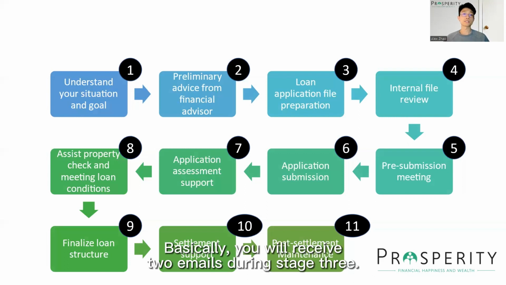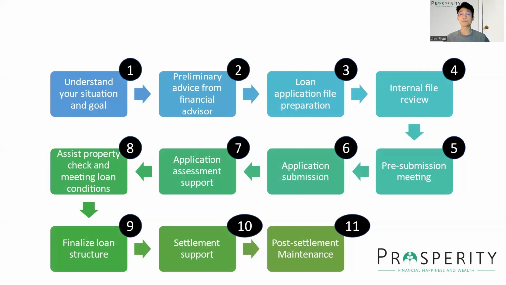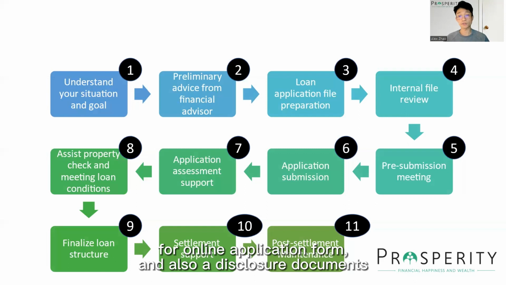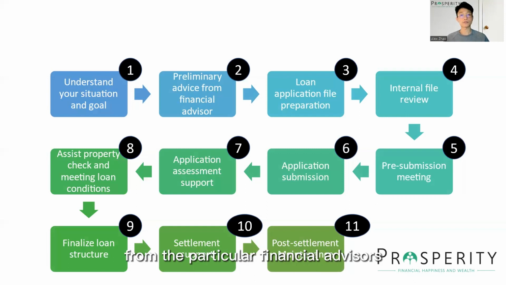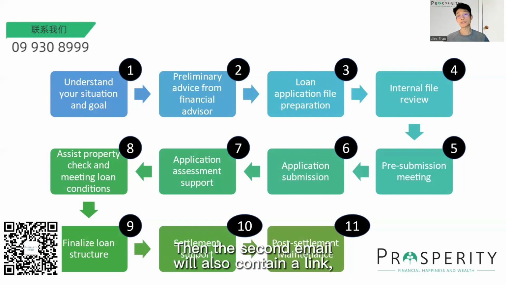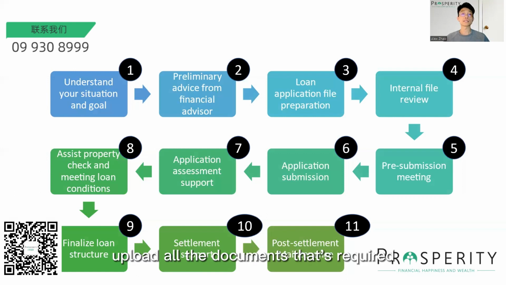Basically, you will receive two emails during step three. In one email, you will find an online link for the online application form and also the disclosure documents from the particular financial advisor that you're working with. Then the second email will also contain a link, that's the online portal that we use for you to upload all the documents that are required for the application.